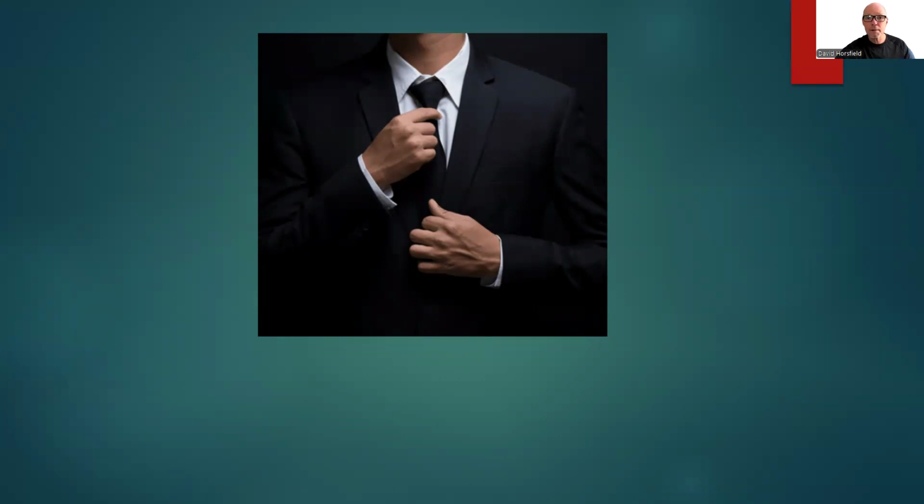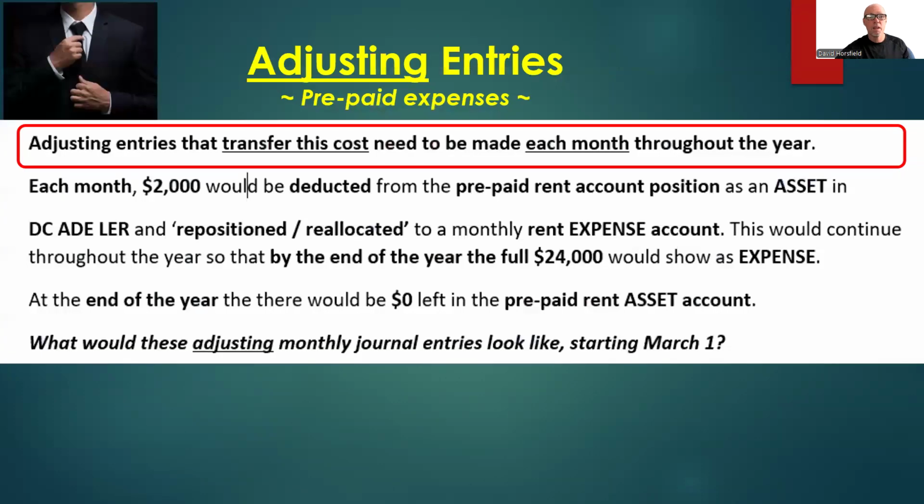So I'm going to use this image of the tie, which is going to appear on several slides, that shows us an adjustment. So we're looking here at the adjusting process. Okay, still related to prepaid rent. So follow the red rectangle. Adjusting entries that transfer this cost need to be made each month throughout the year. We paid on 31st of January, we paid $24,000 for the whole year. So each month we need to make adjustments.